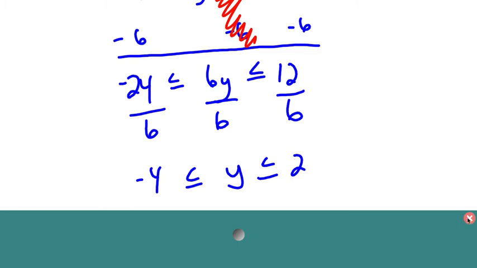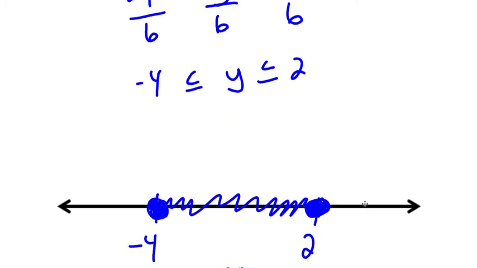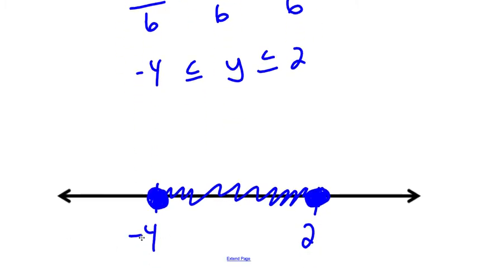And now we're ready to graph this. So we're going to go ahead, put our smaller number on the left, that's negative 4. Bigger number on the right, that's 2. It's an and inequality, a string inequality, so we just shade in between.